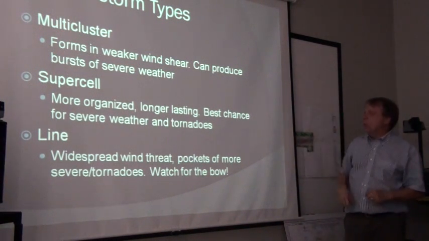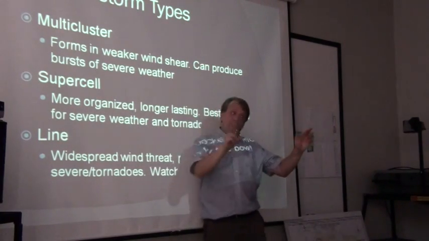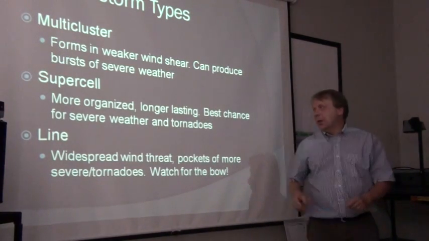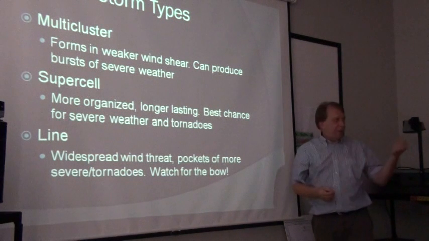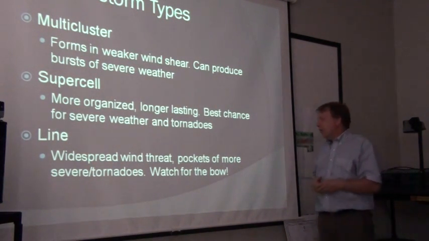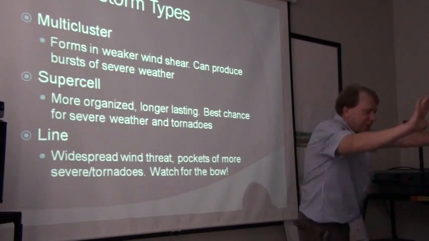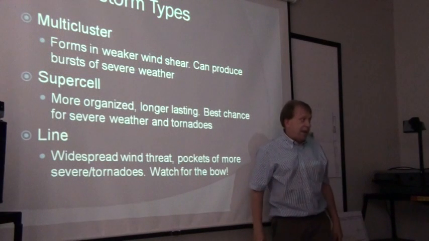The supercell is more organized, longer lasting, best chance for severe weather and tornadoes, and somewhat more predictable too. That's important. And then of course the old line of storms, which probably catches our attention more than anything does when we look at a radar. You have more of a widespread wind threat. Pockets of severe weather and tornadoes can occur again along these bowing segments. Ozarks are known to have these.